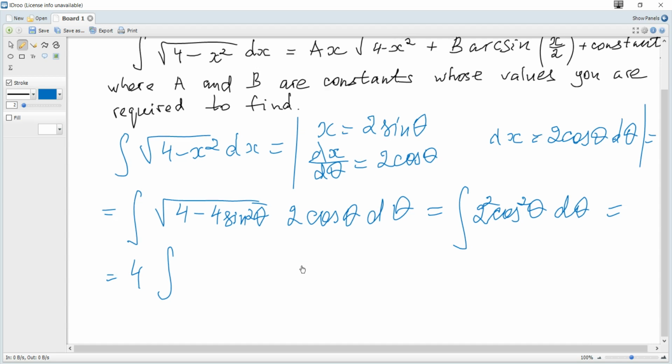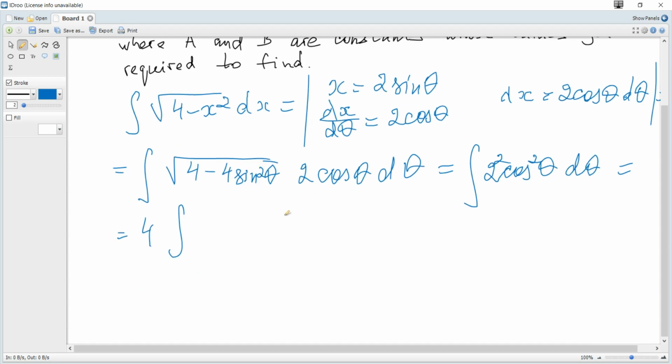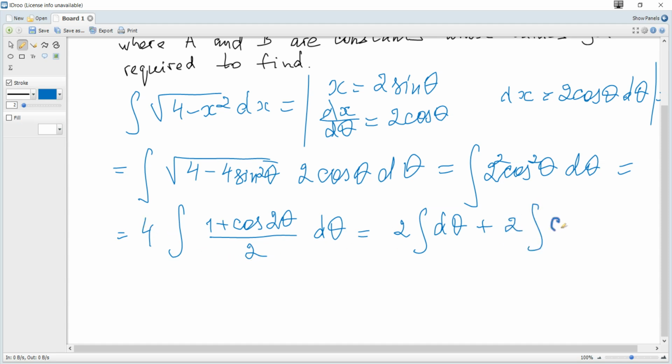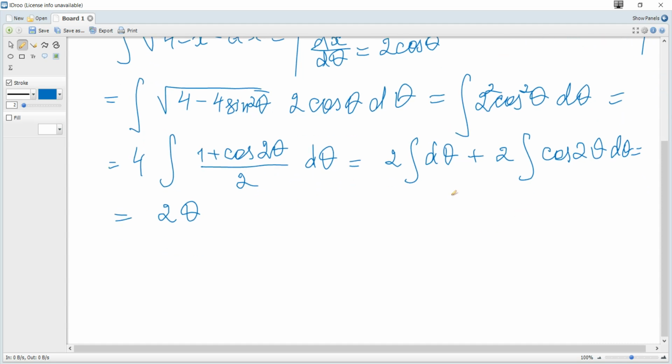And how to integrate cosine squared? We should use the double angle formula. It is given in the data booklet, and it says that cosine squared is 1 plus cosine of 2 theta divided by 2 d theta. So finally it becomes 4 over 2. It's 2 integral d theta plus 4 over 2, it's 2 integral cosine of 2 theta d theta, which is 2 theta, and plus how to integrate cosine of 2 theta.